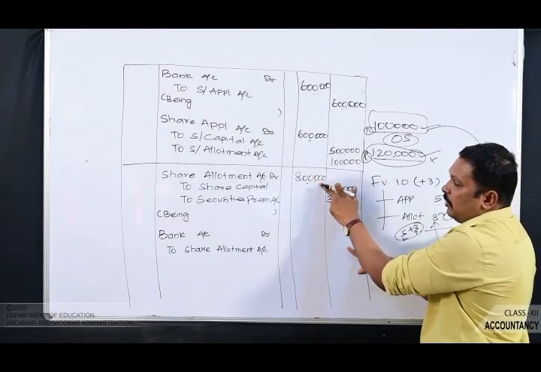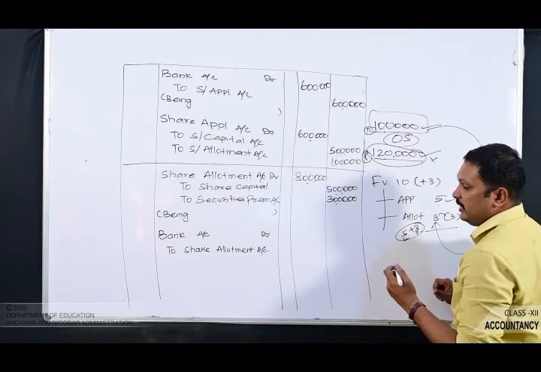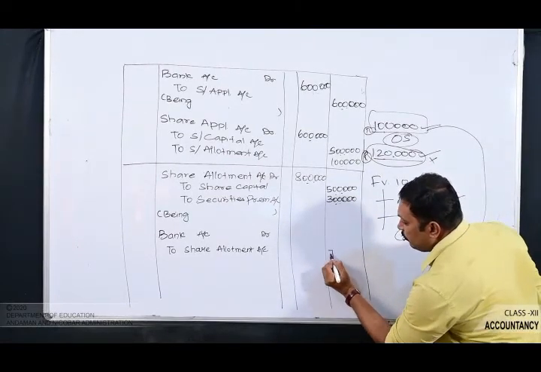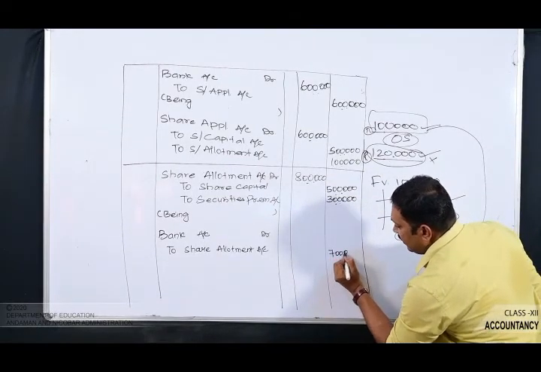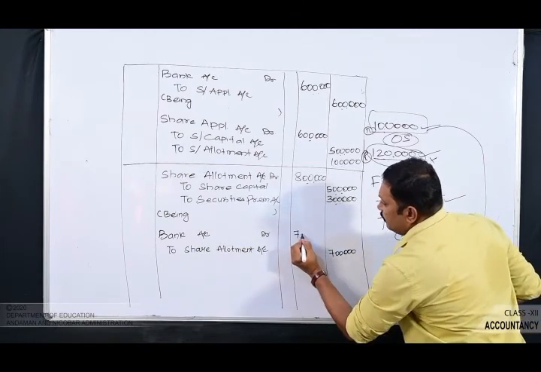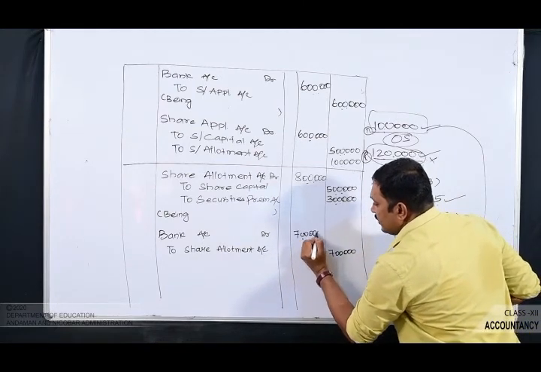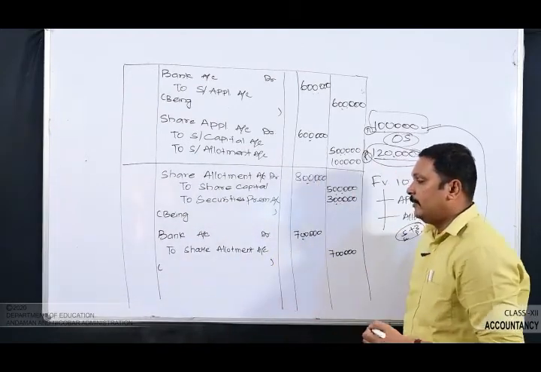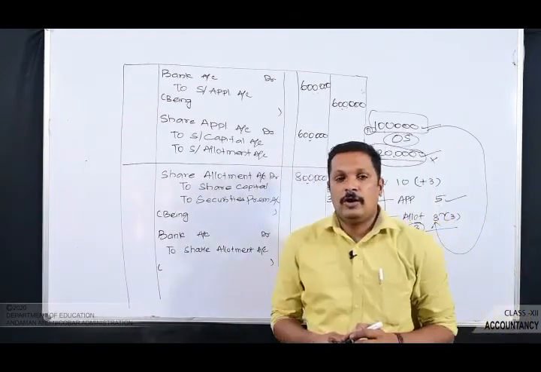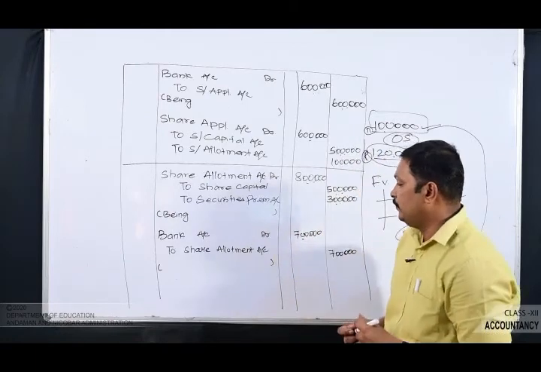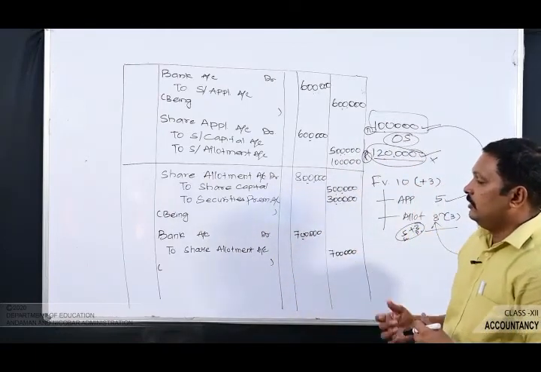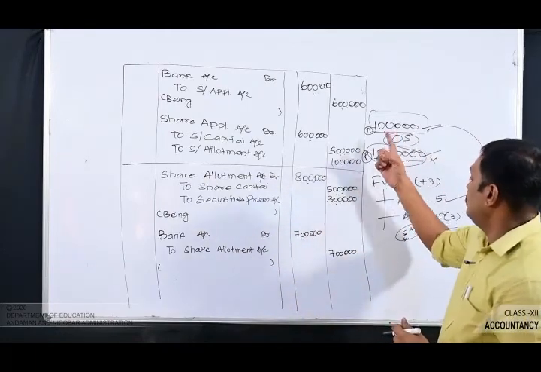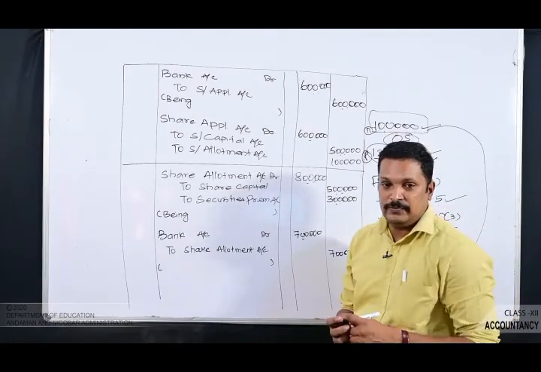8 lakh is to be received, 1 lakh has already been received. So how much is receivable? Only 7 lakh is receivable, and 7 lakh is received. So 7 lakhs will be here. So the narration: being share allotment money received on 1 lakh shares at the rate of 8 each.